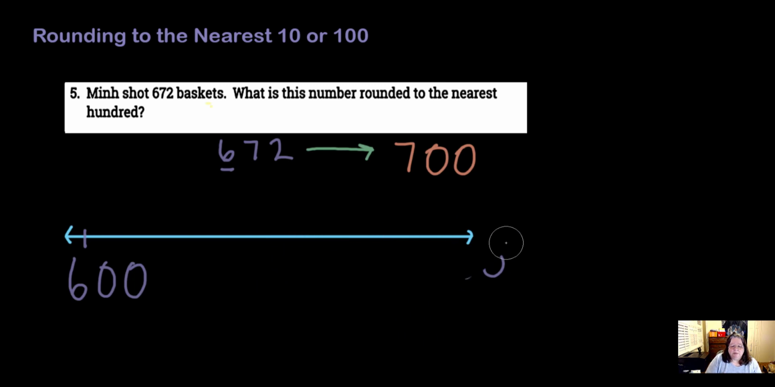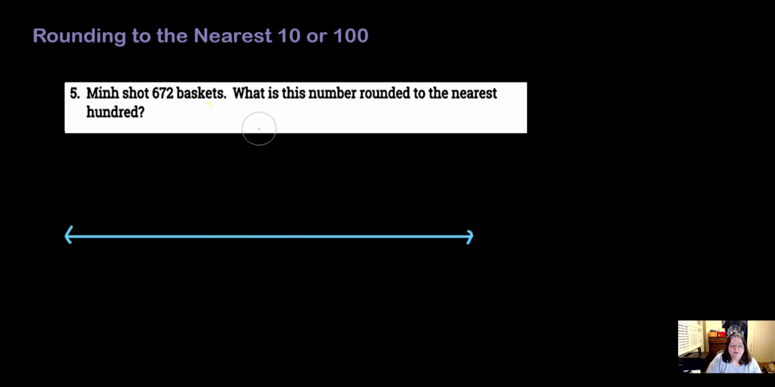Let's round this one to the nearest 10. What if the question was, men shot 672 baskets. What is this number rounded to the nearest 10? Well, we'd still start with 672. Our ones, our tens, our hundreds. So we're looking at that number right there. So we would start at 670, and the next 10 after 670 would be 680.